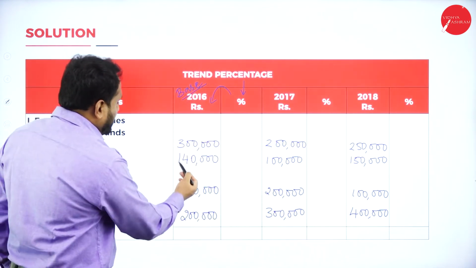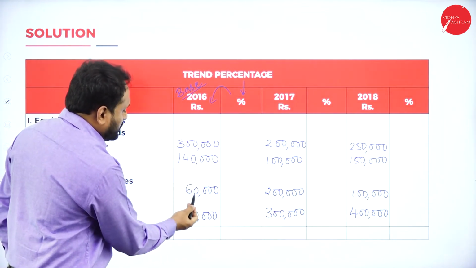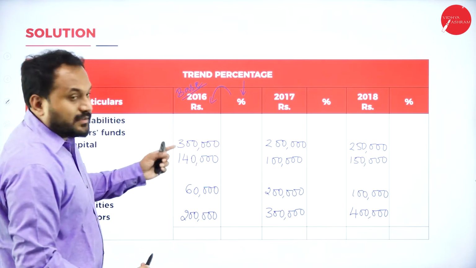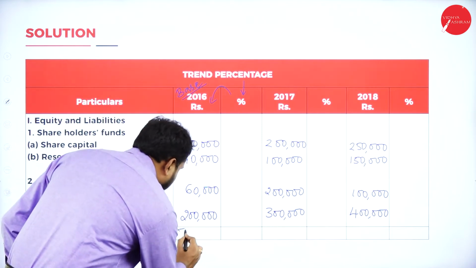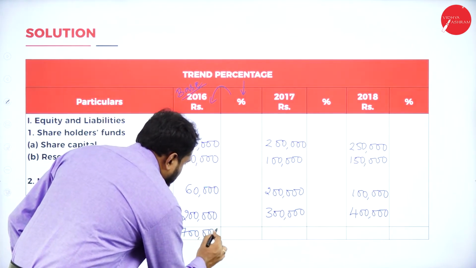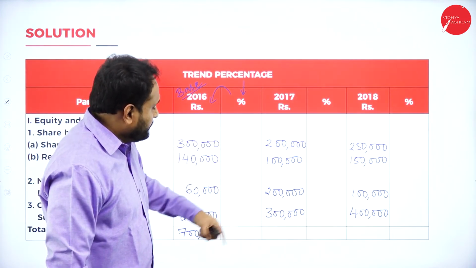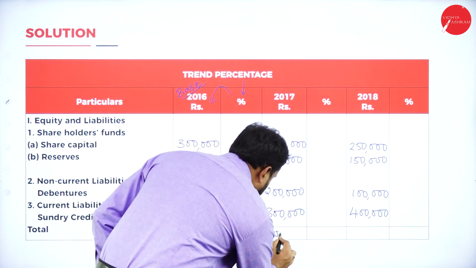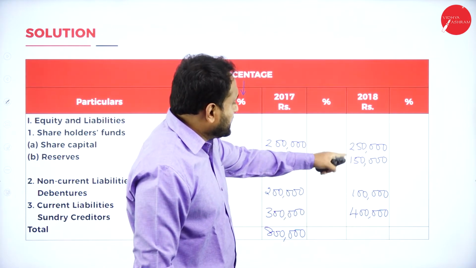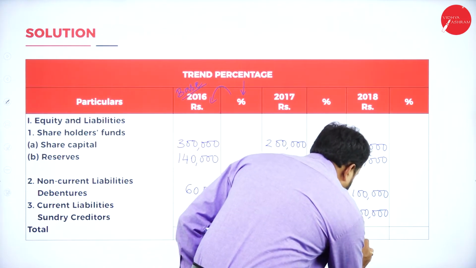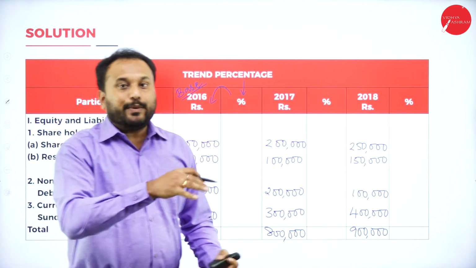Total, calculate 3 plus 1 plus 6 plus 2. Exactly, if you go with it, it is like 60,000 plus 1 lakh 40,000 is 2 lakh. 2 lakh plus 3 lakh is 2 plus 3 is 5. 5 plus 2 is 7. So we have here 7 lakh. 2 plus 1 is 3. 3 plus 2 is 2, 3, 4, 5. 5, 8. So it is 8 lakh. Now here 4, 5, 6, 7, 8, 9. So 9 lakh. Done. So we are done with the equity and liability here.